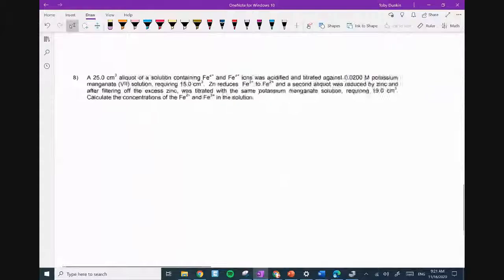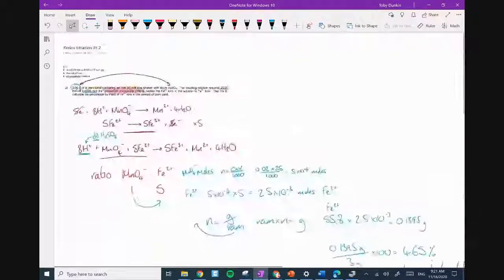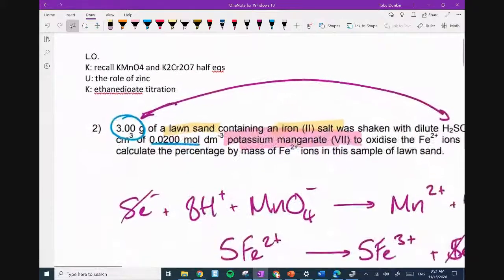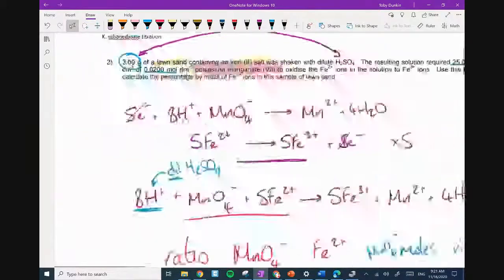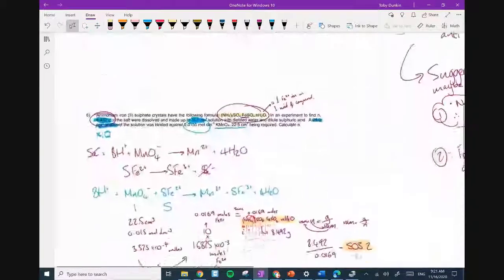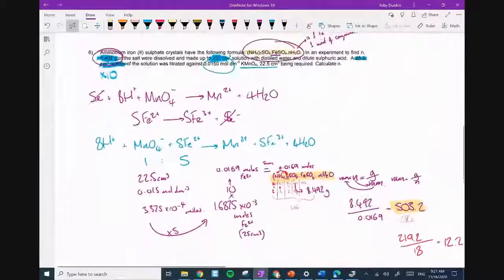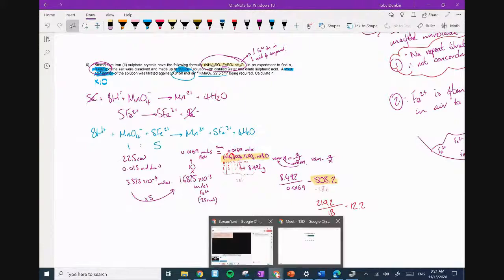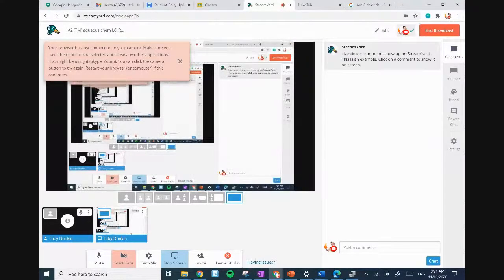I'm going to end the lesson there. Next lesson. So I haven't actually done my learning objectives wise. I haven't done the role of zinc or the ethanedioate. So I will do one more lesson on that. I'm now going to post you guys these questions to do some practice on. It's well worth doing that. I'll end the lesson there at that point. Next lesson we'll do Redox titrations part 3 and I will be done.